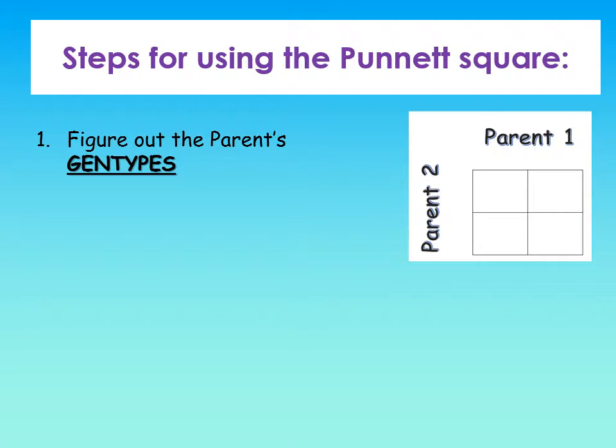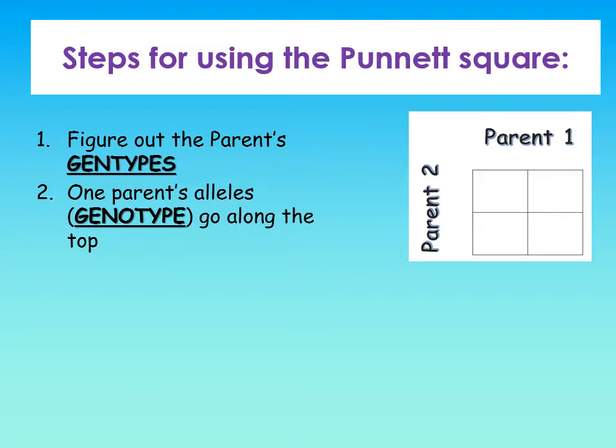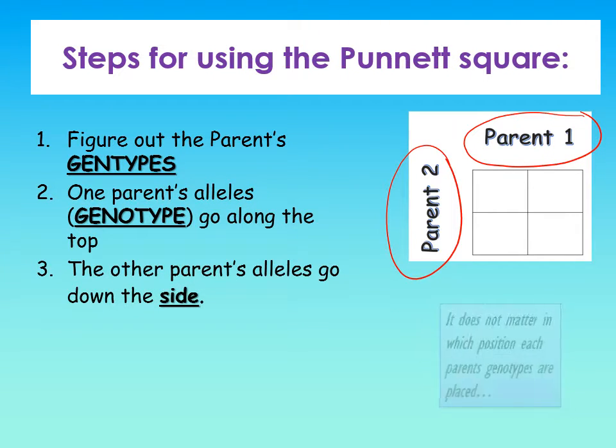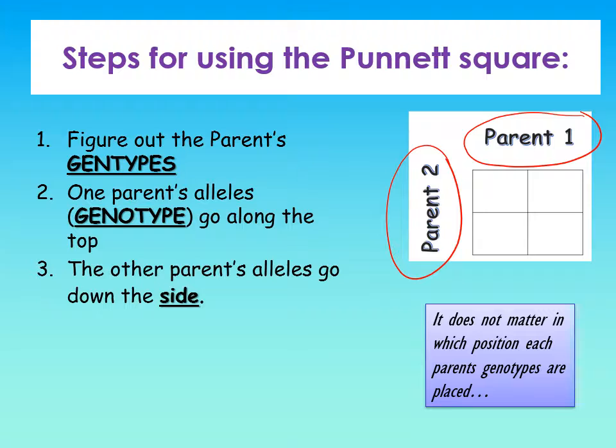You have to figure out the parents' genotypes. So there's two parents. One is going to go across the top, and one will go down the side. It does not matter which parent you put where. They are interchangeable and you get the same results. But figuring out those parent genotypes is, again, probably the most tricky part. You just have to know your vocabulary pretty well. And just one letter goes in each box of the two alleles.